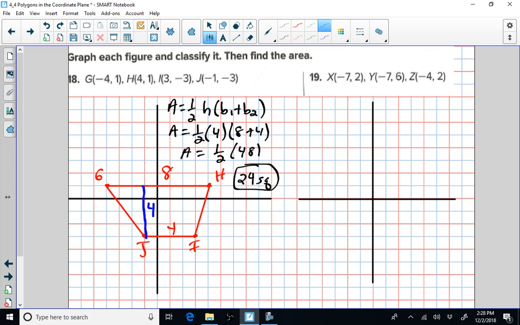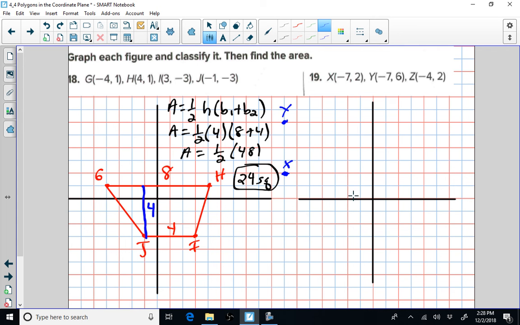And the last problem we'll do today. Point X is located at -7, 2. So that's left 7. 1, 2, 3, 4, 5, 6, 7. Up 2. Put a point and I'll label that X. Point Y is at -7, 6. So -7, 2, 4, 6. Here's -7, 6. Call that point Y.